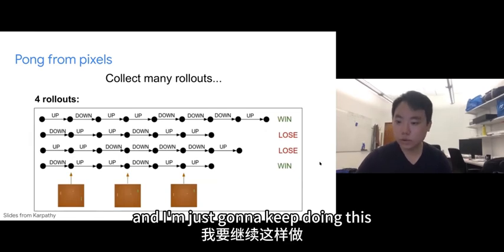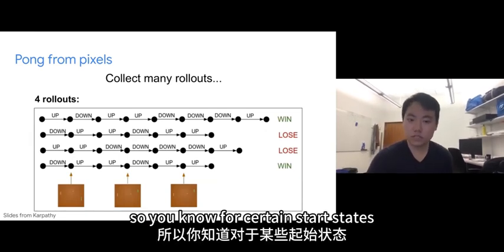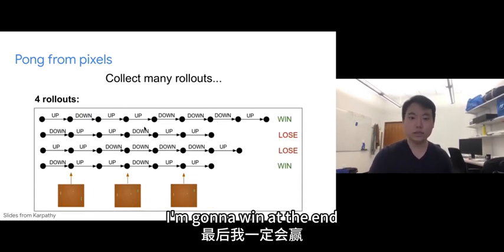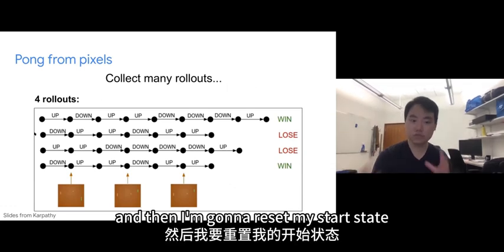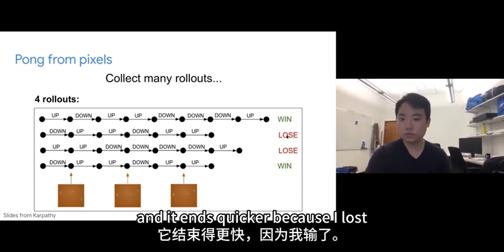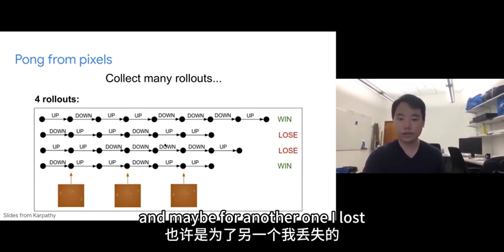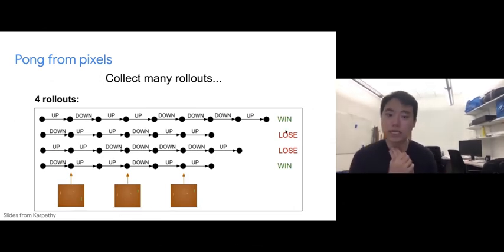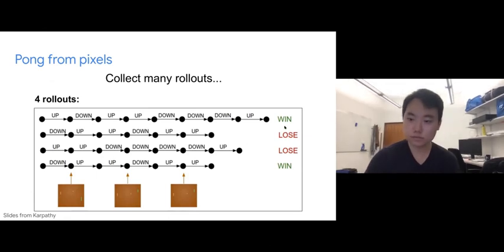And I'm just going to keep doing this. For certain start states, I'm going to use my current policy. I'm going to win at the end. Maybe for a certain one, and then I'm going to reset my start state. I'm going to follow the policy again, and it ends quicker because I lost. And maybe for another one I lost, and for the 4th one I won. So I can collect many of these rollouts given my current policy.